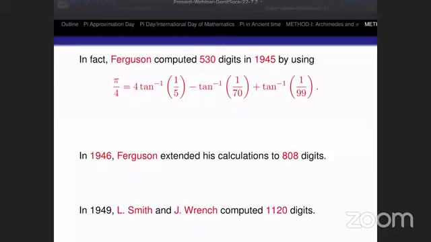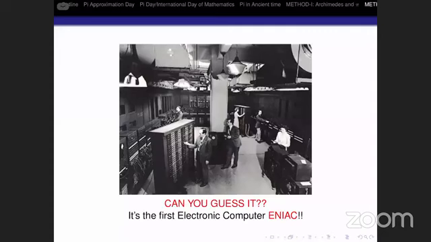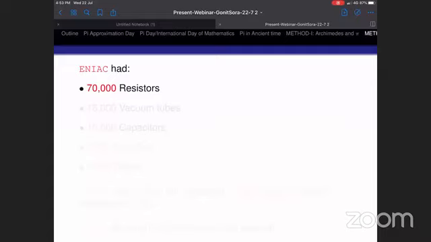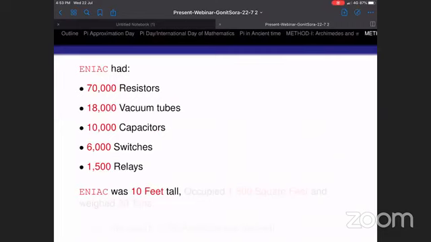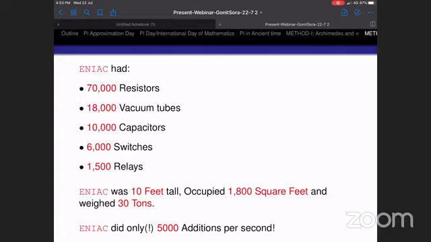Then this electronic computer, can you guess it? Okay, so you can guess that this is the first electronic computer, ENIAC. Okay, so ENIAC was very big. It had 70,000 resistors, 18,000 vacuum tubes, 10,000 capacitors, 6,000 switches, 1,500 relays. And ENIAC was 10 feet tall, occupied a large space, and weighed 30 tons. And ENIAC did 5,000 additions per second, which was very fast in comparison to a human being.